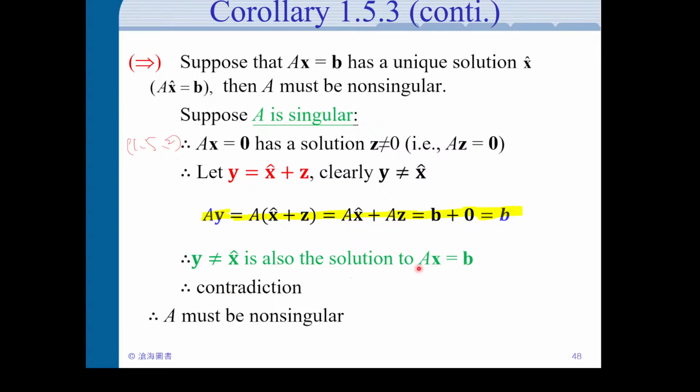Okay. But then this contradicts our assumption that Ax = b has only one solution. And so we know that A is singular cannot happen. A must be non-singular. So if Ax = b has a unique solution, A must be non-singular. Okay. And sorry for going over a little time.